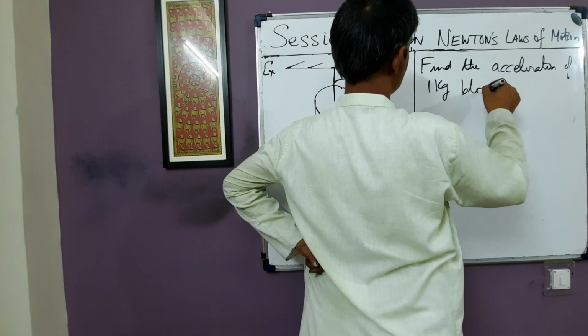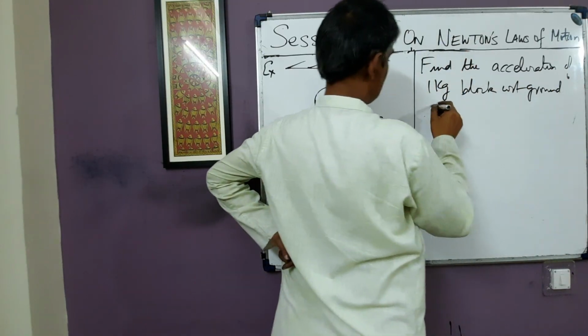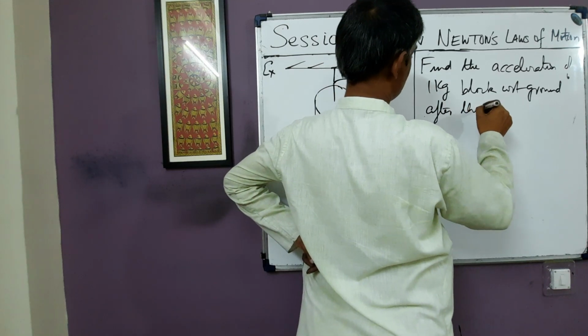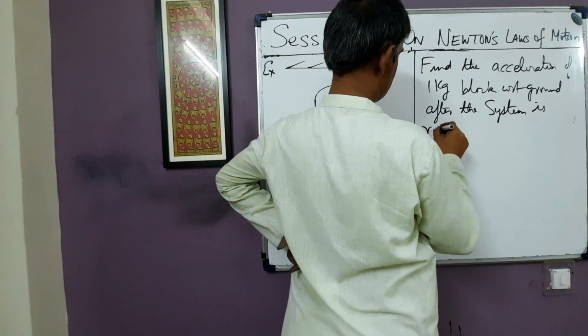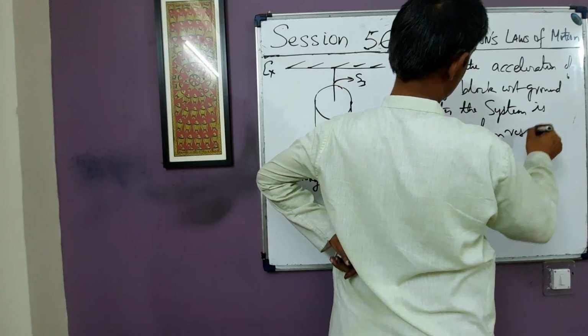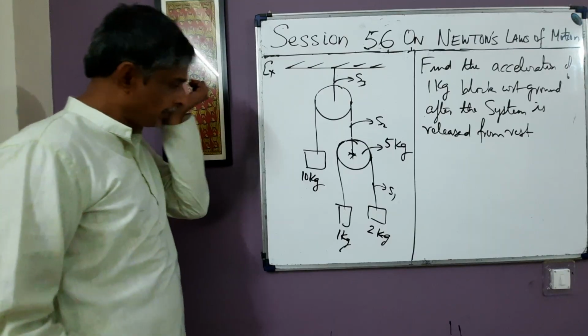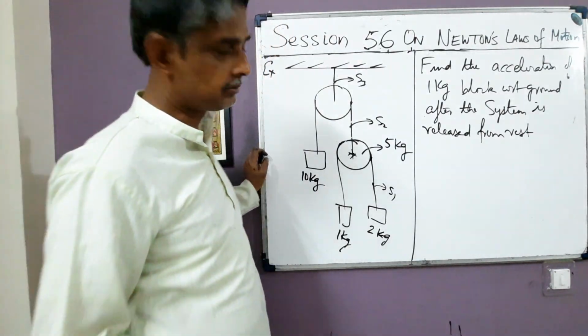Find the acceleration of the 1 kg block with respect to ground after the system is released from rest. Okay. The answer should be in terms of g, acceleration due to gravity. Alright.